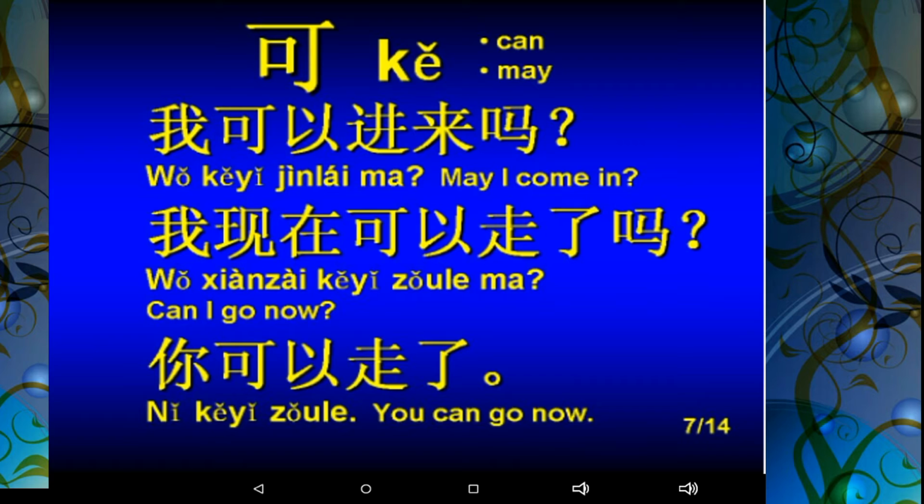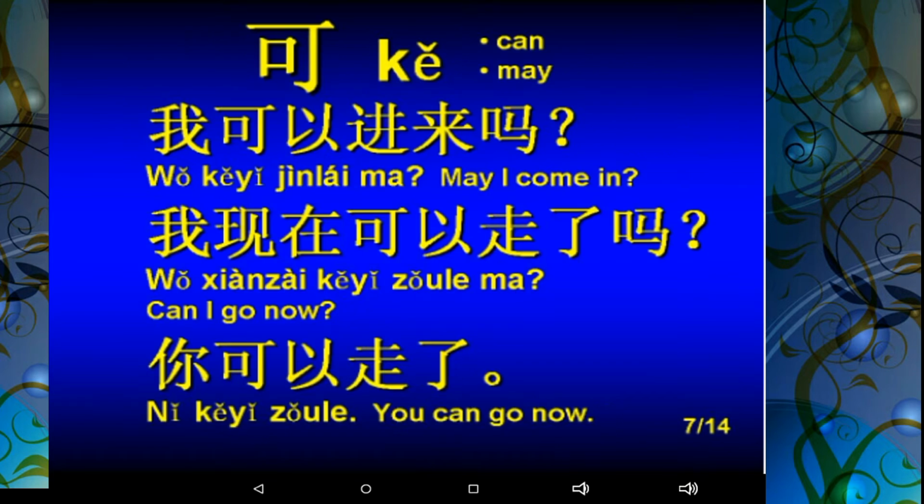It really is. So our last sentence is, you can go now, right? Real quick, short sentences. Ready? 1, 2, 3. 你可以走了。Once again, repeat. 你可以走了。Okay? 你可以走了。Very, very quick, right?